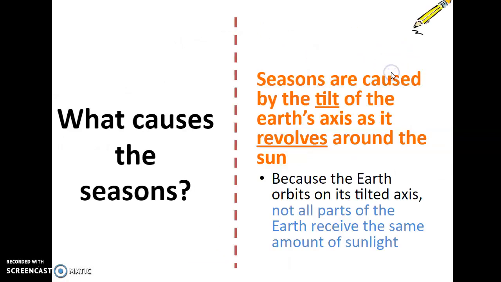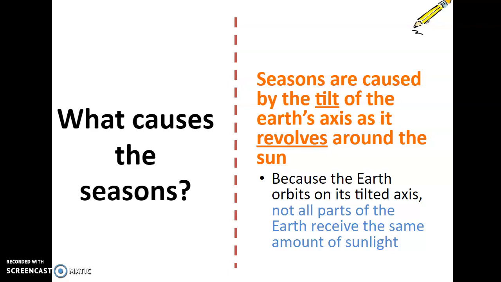Okay? So let's ask ourselves what causes the Earth's seasons? So seasons are caused by the tilt of the Earth's axis as it revolves around the sun. And because the Earth orbits on a tilted axis, not all parts of the Earth receive the same amount of sunlight. So we see this with just our simple rotation, 24 hours, when one side is experiencing night and the other side is experiencing day.